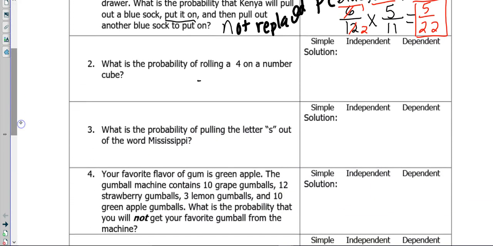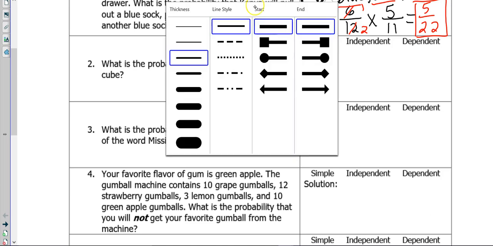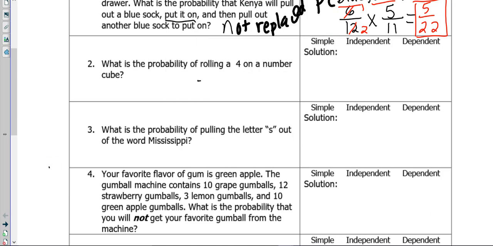The second problem, what's the probability of rolling a 4 on a number cube? All right, for this problem, you can see there's only one event that's happening. So since there's only one event, we're going to say this is a simple event. And rolling a 4, if we have a number cube with 6 numbers, there's only one 4. So the probability of a 4 is going to be 1 out of 6. So that's a simple event, and the probability is 1 out of 6.